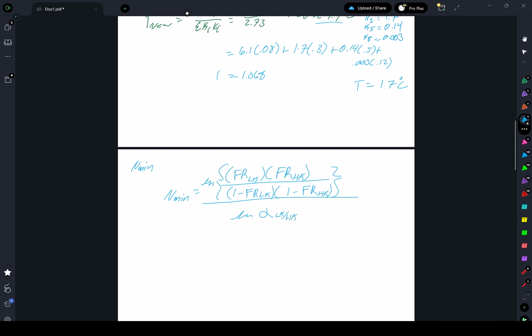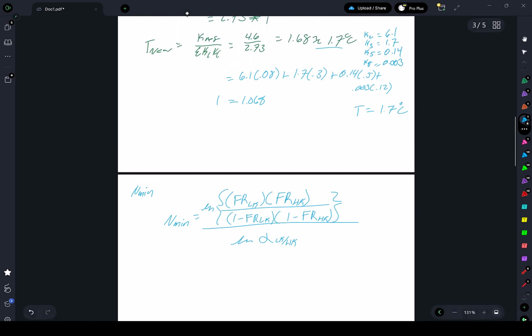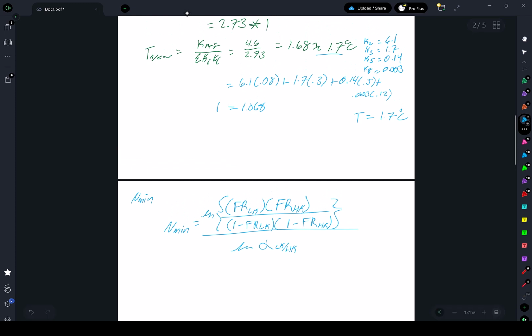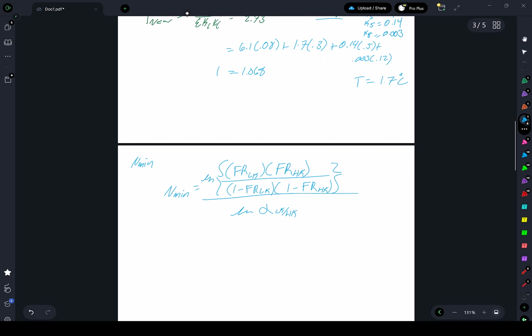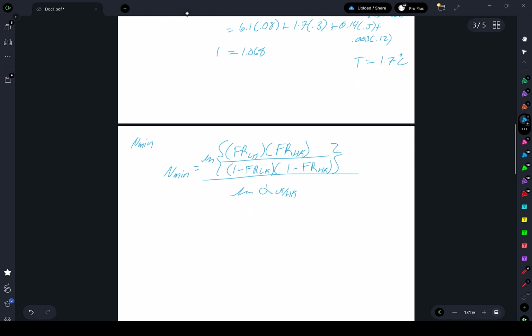So what we need to do now is change our reference. Since this term says that our alpha is our light key with respect to our heavy key, we're going to say that our heavy key is now our reference. So that means it's going to be this K value of our KC5. So let's just figure out what the alpha is for all the components.